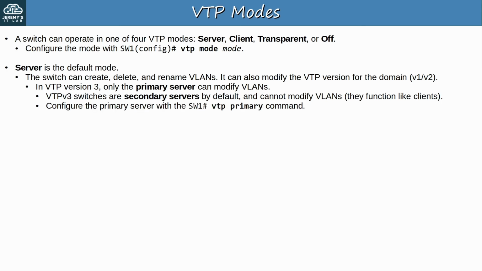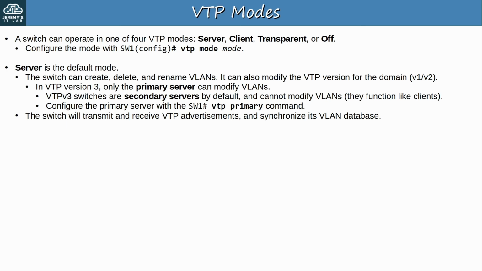To do so, use the VTP primary command from privileged exec mode. Note that this command is not done in global config mode. Anyway, I'll do some more comparisons of VTP versions 1, 2, and 3 later. Final point about servers. The switch will transmit and receive VTP advertisements and sync its VLAN database.